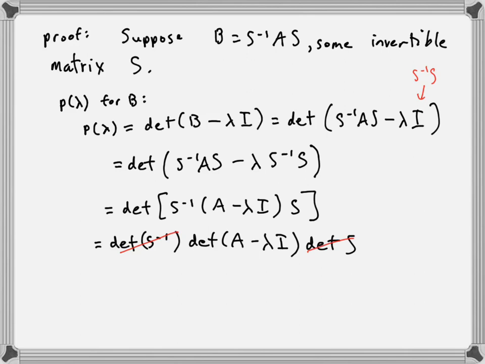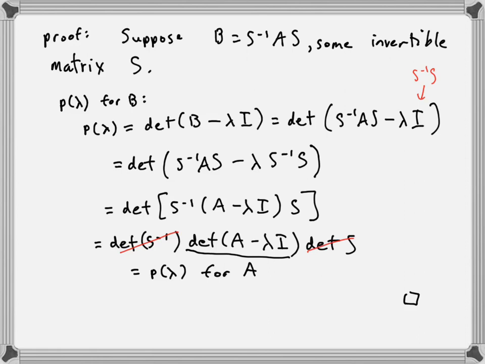So what did we just show? We just showed that P of lambda for B is the same as P of lambda for A, because look what we have left, just the characteristic polynomial for A. Okay, so we just showed that similar matrices must have the same eigenvalues with multiplicity because they actually have the same characteristic polynomial.